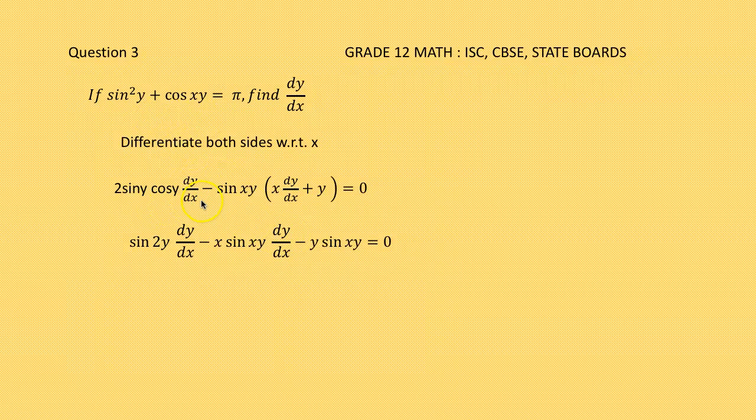Derivative of cos xy is minus sin xy into d dx of xy. To apply d dx of xy, you use the product rule. So I get x dy by dx plus y equal to 0 because derivative of pi is 0, pi being a constant. 2 sin y cos y is sin 2y. So sin 2y dy by dx minus, open the bracket, so I get x sin xy dy by dx minus y sin xy equal to 0.